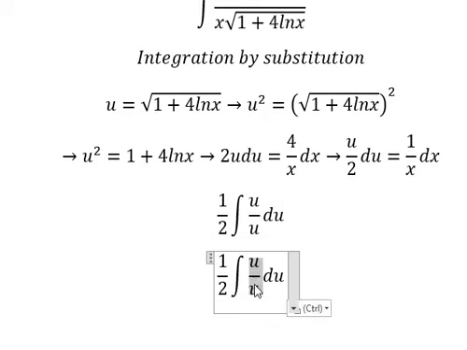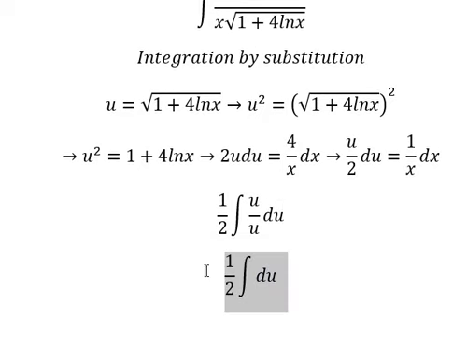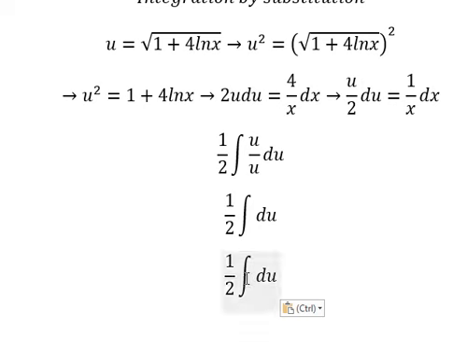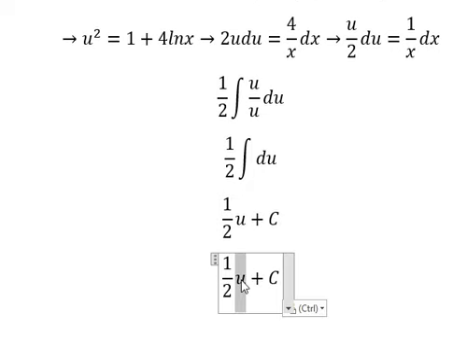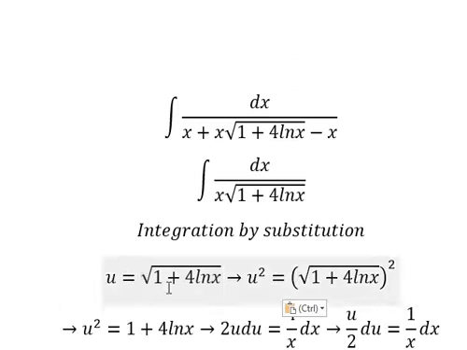So this one we have 1. The integration of du is u, and I will put plus C. And u is this one.